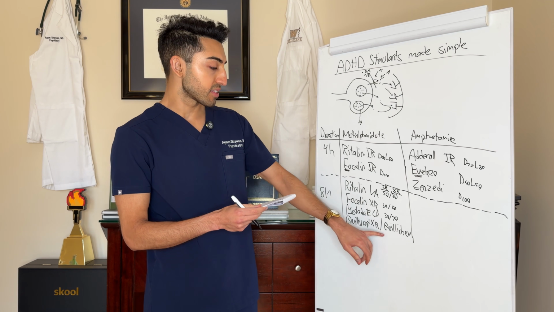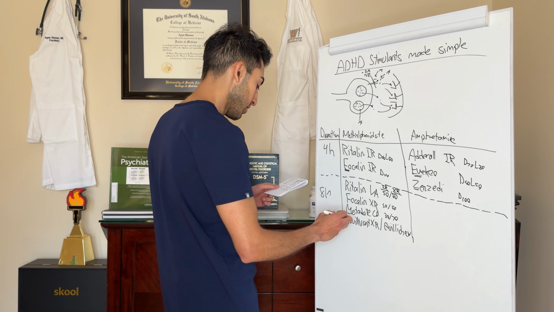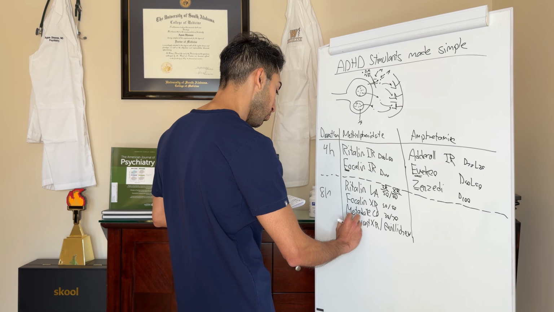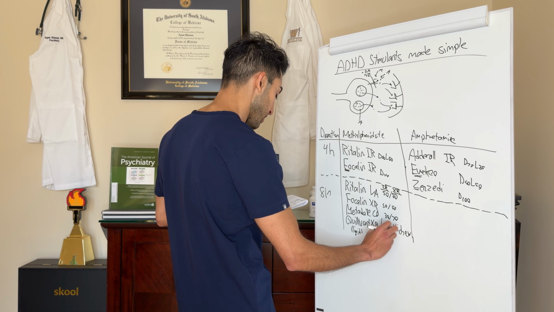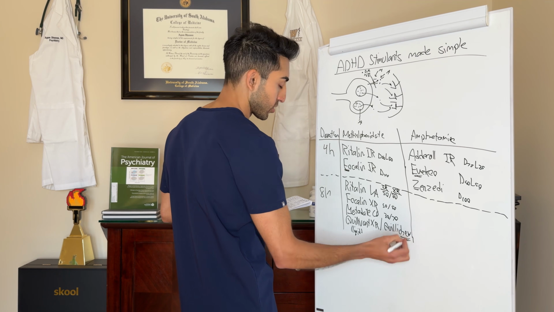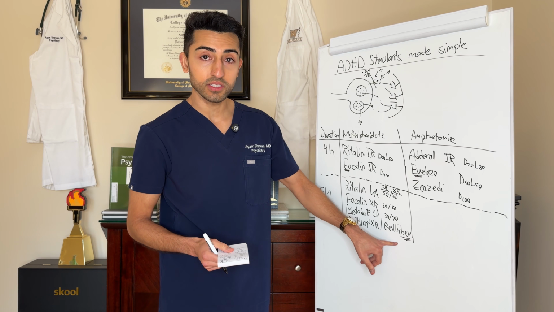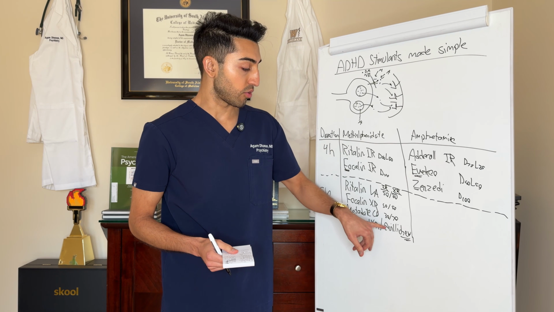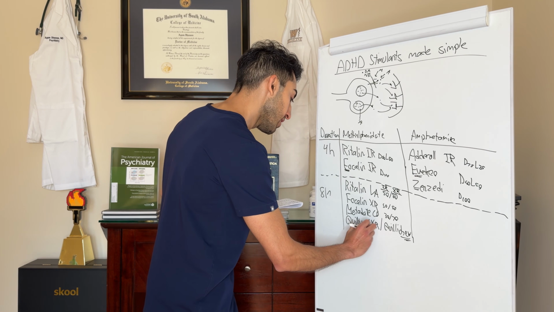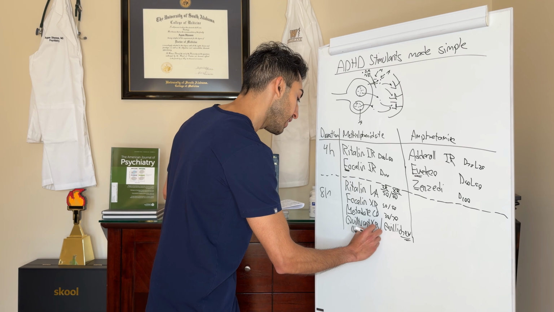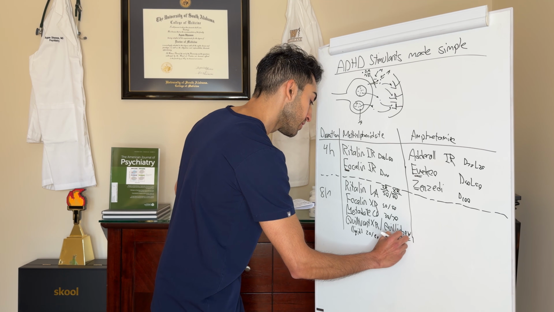Then we have the Quillivant and the Quillichew. These are basically just different formulations. So the Quillivant, this one is the liquid, and then this one is the chew. So it's got chew, right? So that's pretty self-explanatory. So if you have kids who cannot consume the tablets or the capsules, then they can have the chewable version. So the Quillivant is roughly 20/80 mix, and then Quillichew is roughly 30/70 mix.